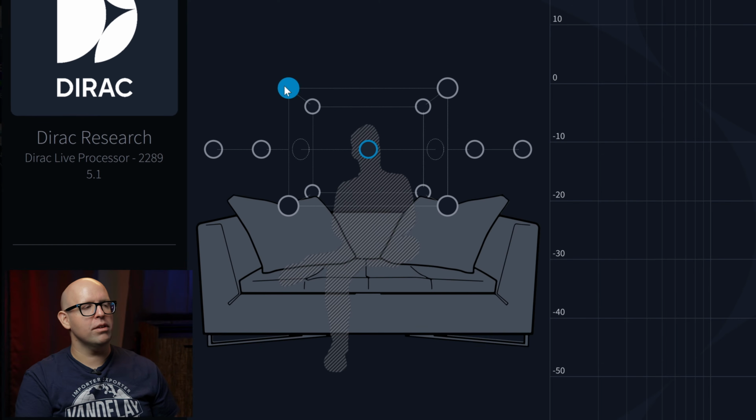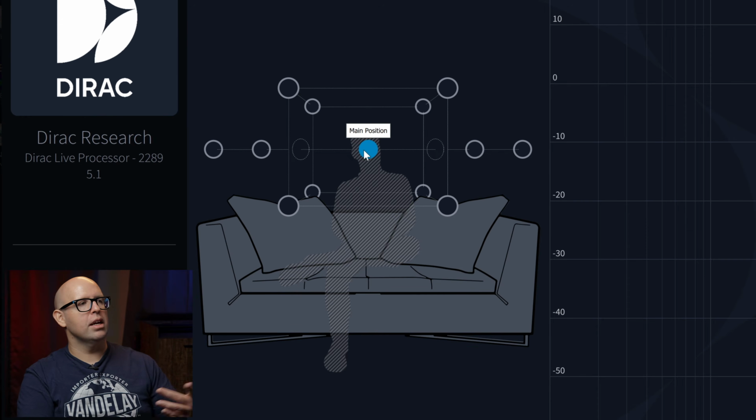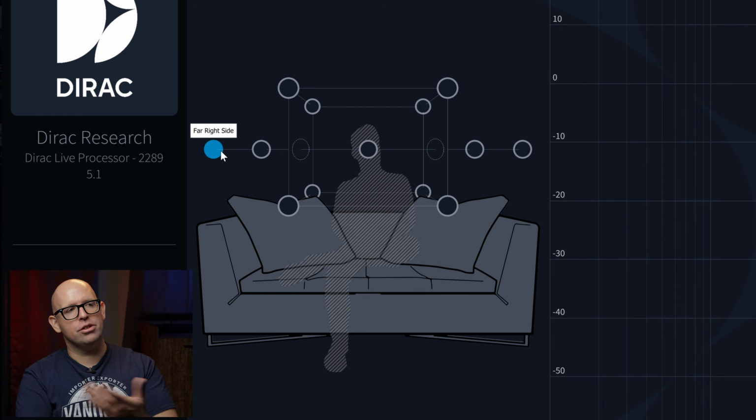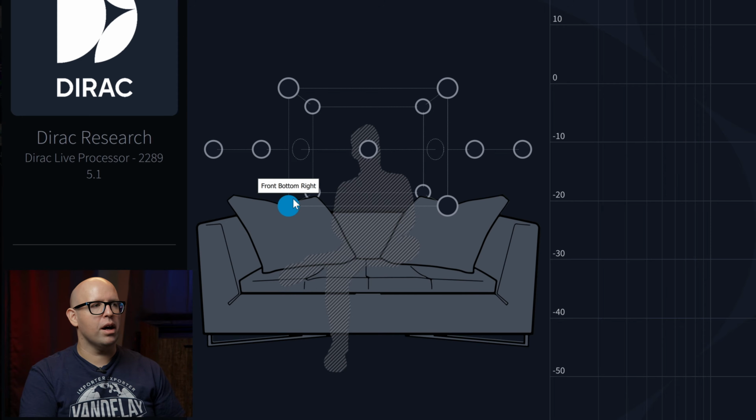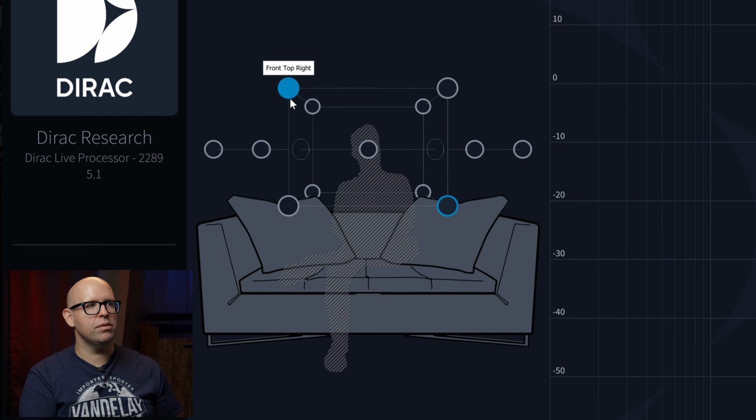As you'll see here, it gives us all these little balls that we can click on, and these are all just positions. Obviously, main position is the starting position. What I really like about this is you can select any point you want to measure right from the get-go. You don't have to start with the main position. If you wanted to start on the far right side, you can do that. If you want to start on the front bottom right or the front bottom left, you can do that as well. It's really great because it allows you to adjust the mic stand and then say, I want to do all of these top measurements in one go.